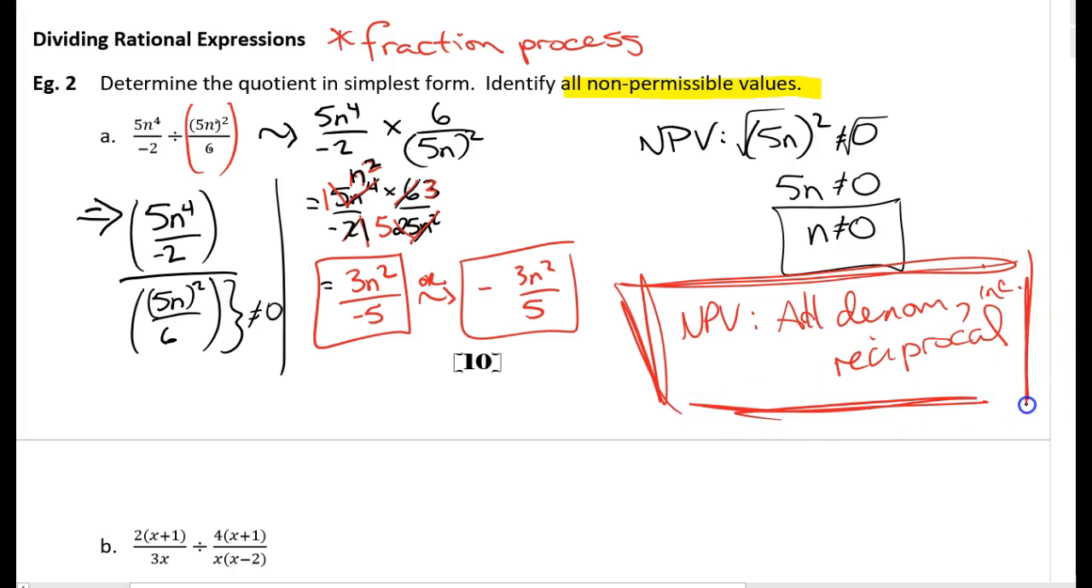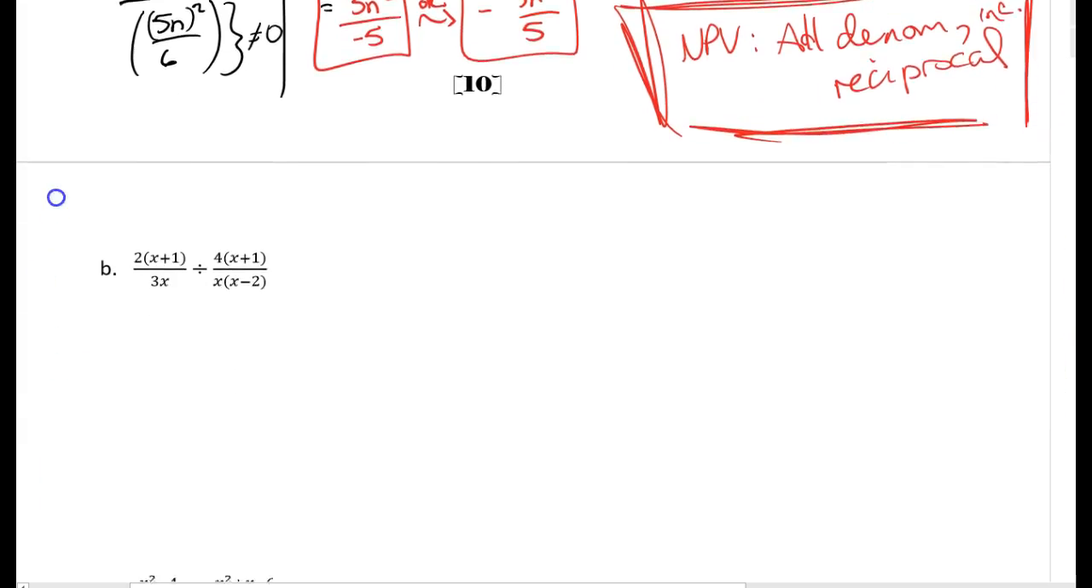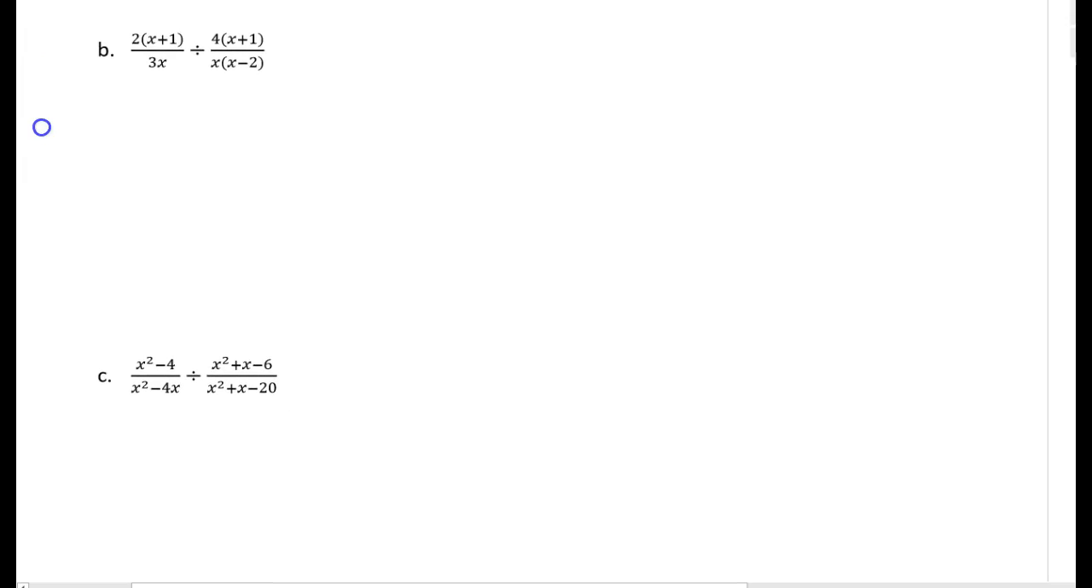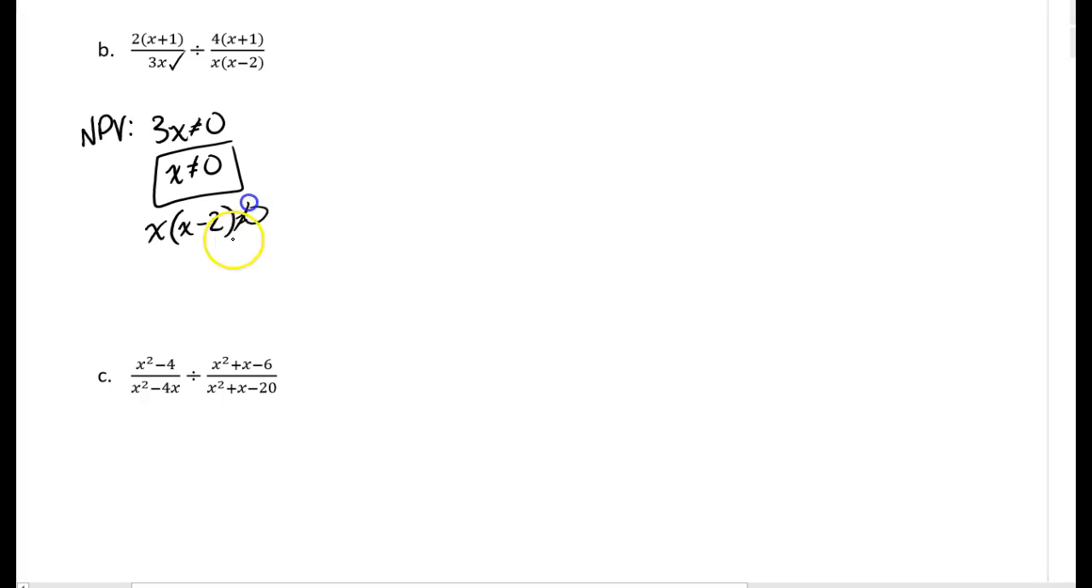So that's the one kind of thing we need to remember. Division becomes a little bit more tricky. So in our case here, my non-permissible values become 3x can't be 0, so x can't be 0. That's one of them. Okay, did that one. Second denominator, x times x minus 2 can't be 0. So that means that x can't be 0 or 2.